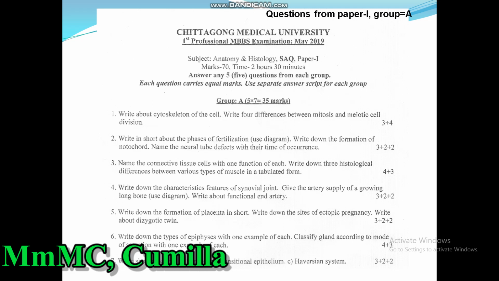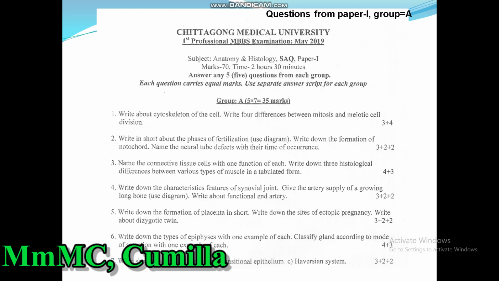So, from cell divisions, that was cell biology. And now the second question: write in short about the phases of fertilization, write down the formation of notochord, and name the neural tube defects with their time of occurrence.